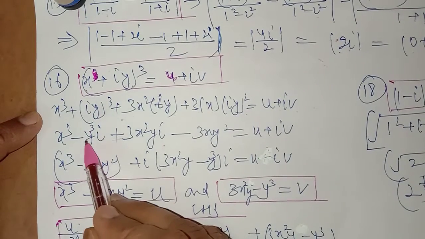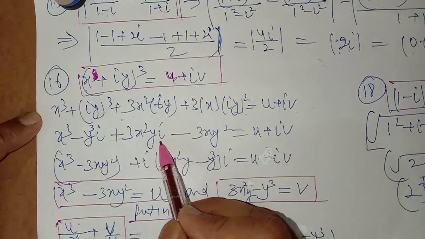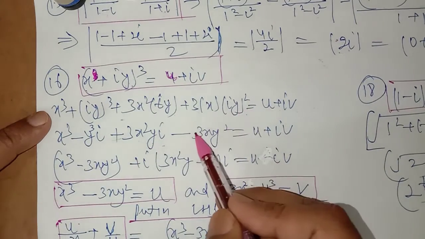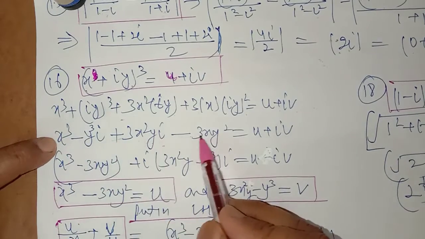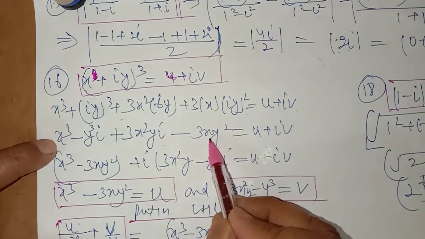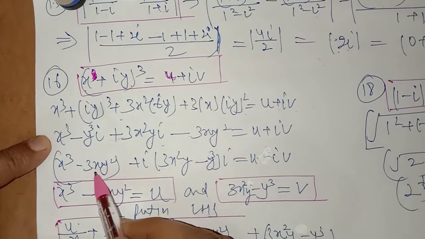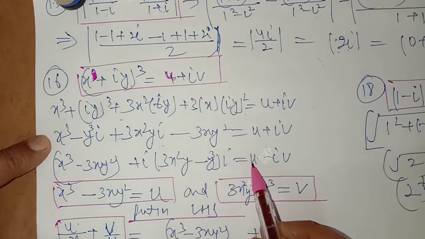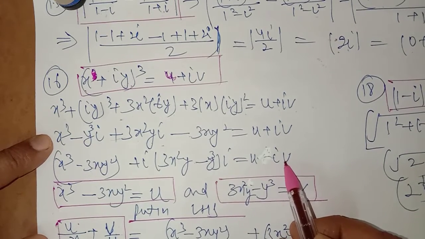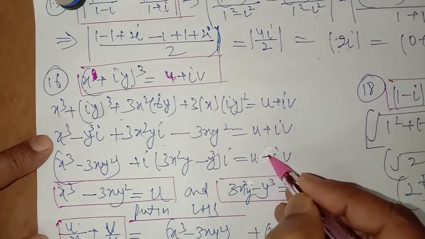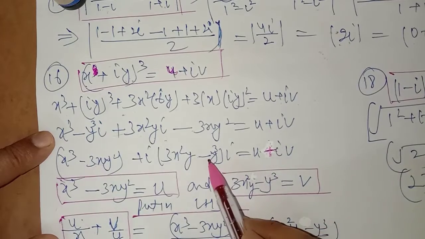i cube is equal to minus i, and this is 3x square yi. i square is equal to minus 1, so I have written minus 1 here. Collect the real part of it. So the real part is these two terms, and the imaginary part is these two terms. So the value of u will be this, equating the real part with the real part, and v will be equal to this, equating the imaginary part with the imaginary part. So the value of u is this and the value of v is this.